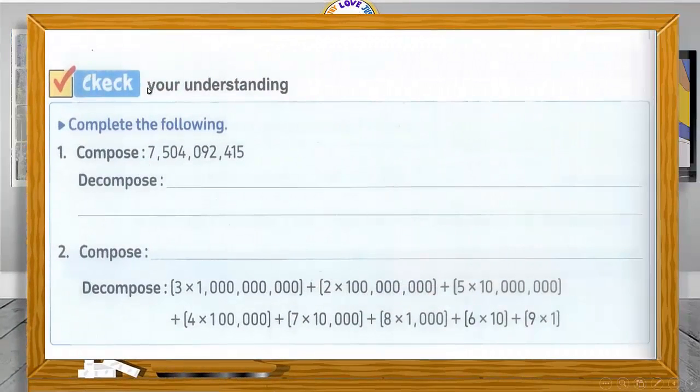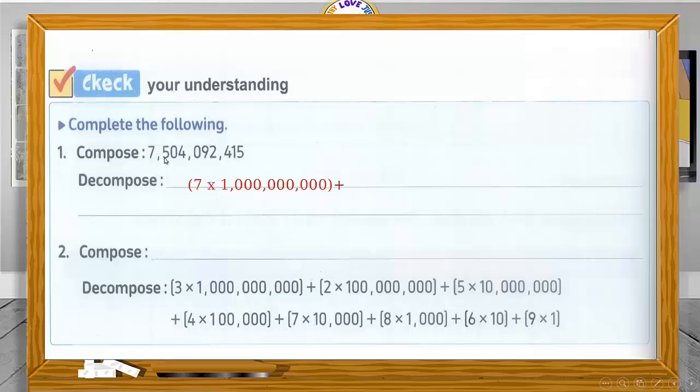Check your understanding. Complete the following. We have here compose. It tells you here to compose. 7,504,092,415. To decompose, I said you can write your number like this, multiplying times 1 million and so on, or you can write the number in expanded form. We will multiply 7 in which place? In 1 milliard. So let's write 7 times 1 milliard.